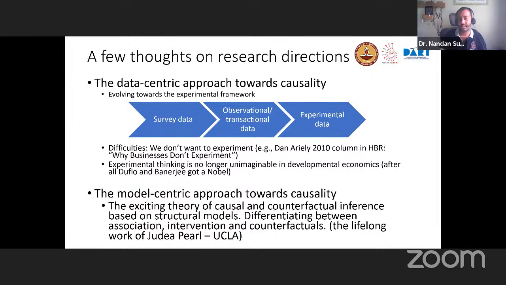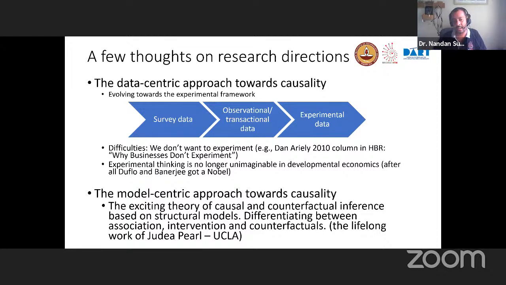One, of course, is experimental data. In data science, we have this hierarchy of survey data, and then observational or transactional data, and finally experimental data. And somewhere experimental data is seen as the bottom line in terms of being able to say A caused B rather than A is correlated with B. And it comes with a lot of challenges. It comes with a lot of difficulties. People are inherently against the notion of experimenting.